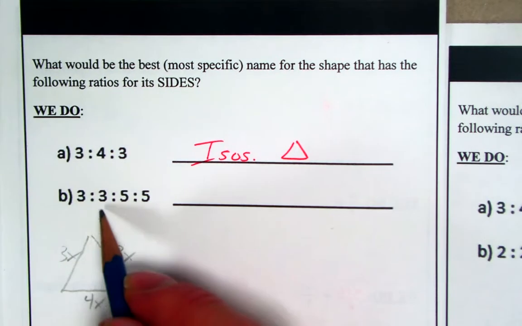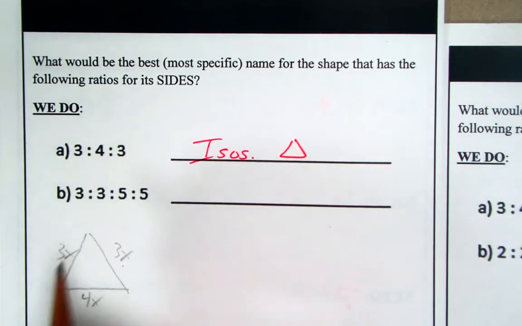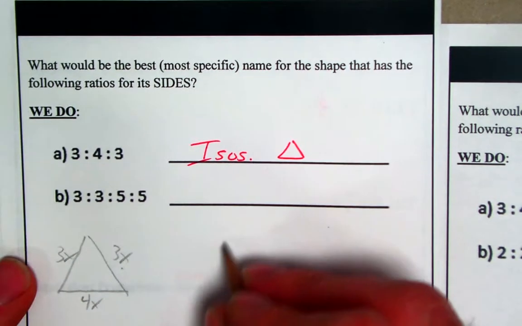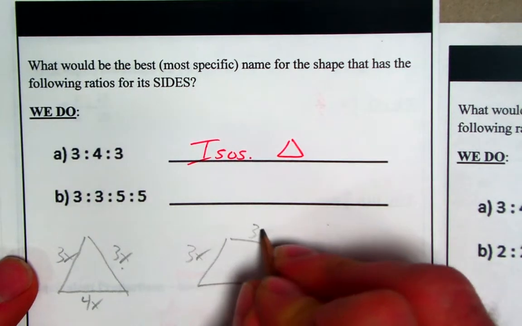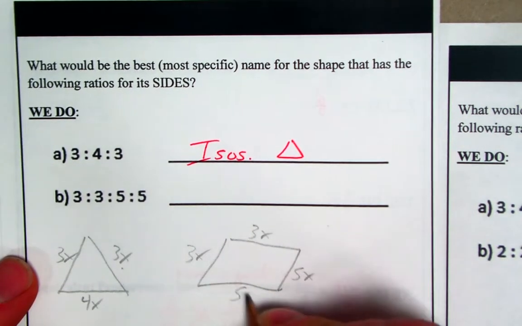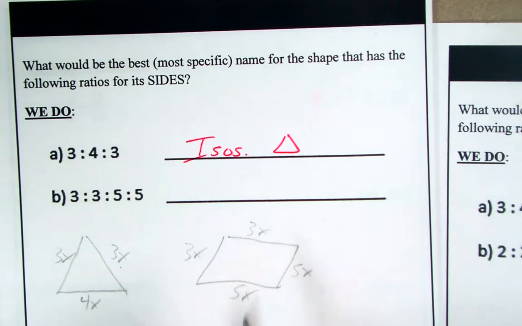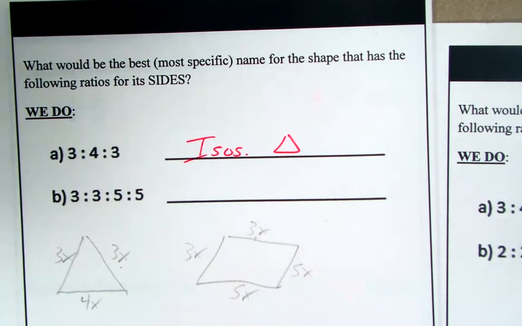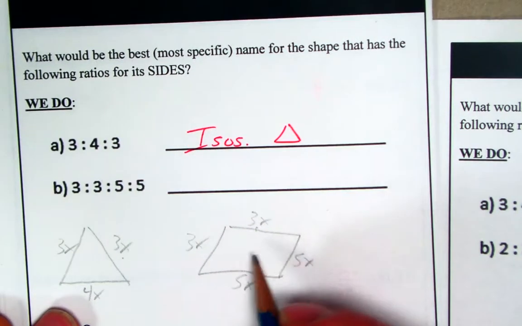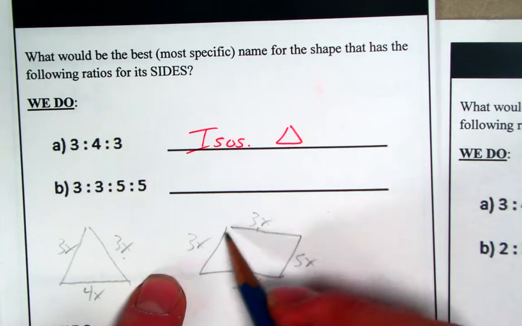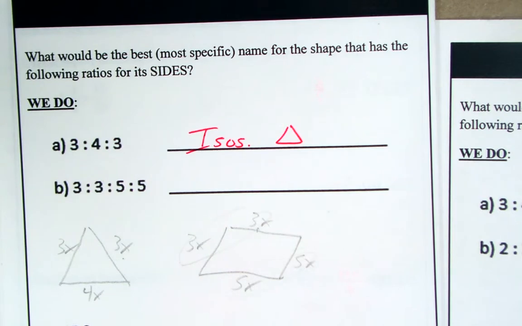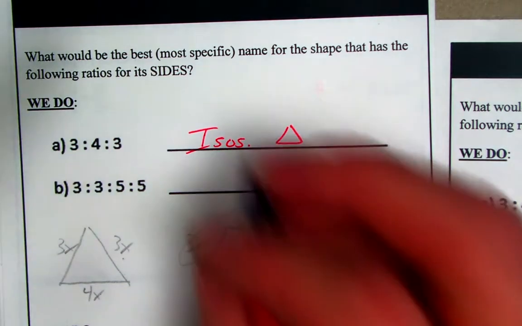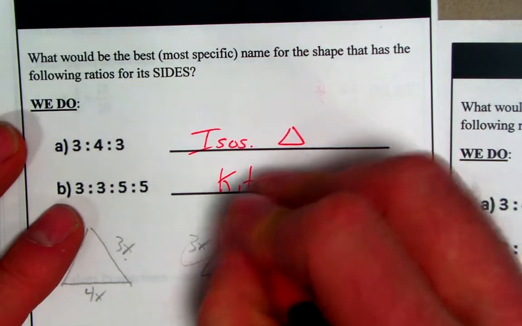Okay, and then in this case, 3 to 3 to 5 to 5, well, it's got to be a quadrilateral. So 3x, 3x, 5x, 5x. I'm only putting the x there because the side isn't a length of 3, it's just some multiple of 3. Okay, and then you say, well, what kind of quadrilateral has two sides the same and then another two sides the same? And of course, you know this one. We've got a kite.